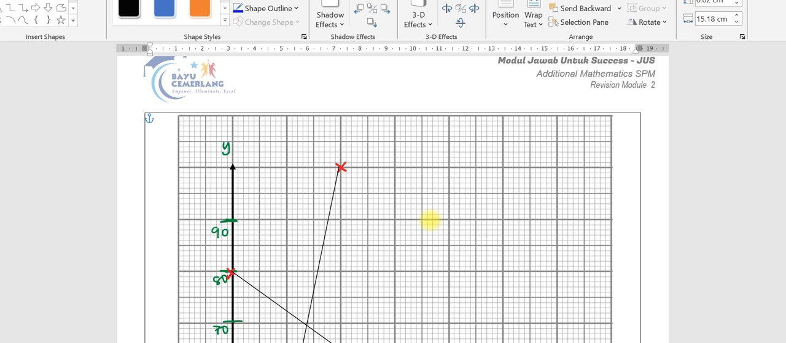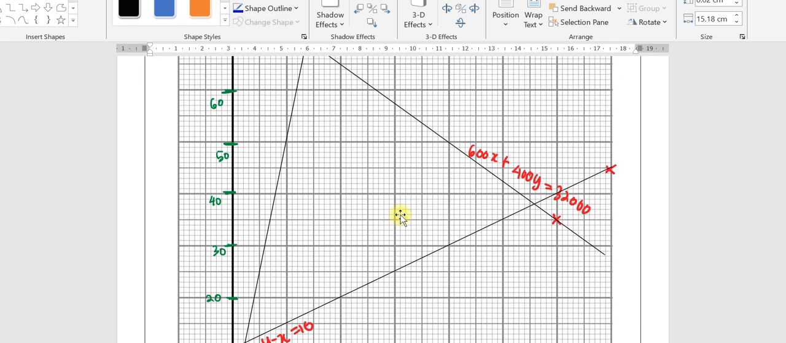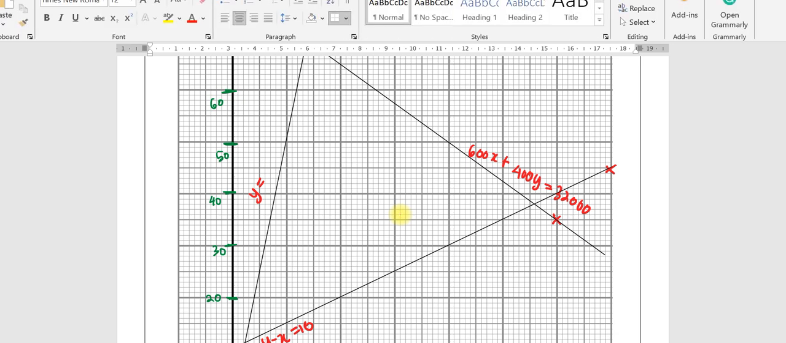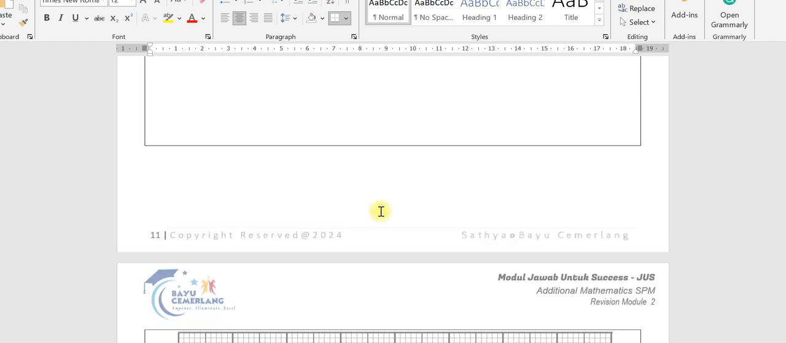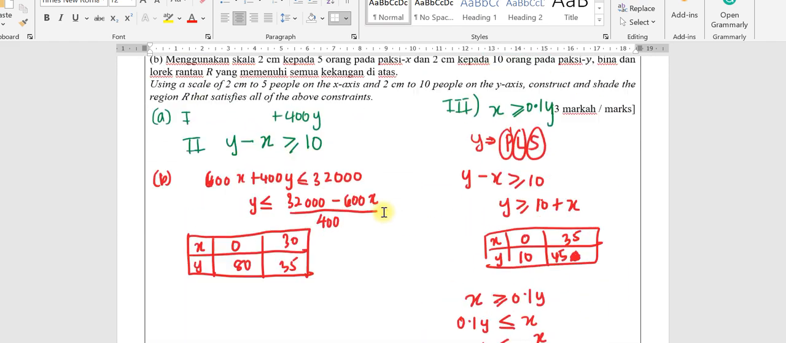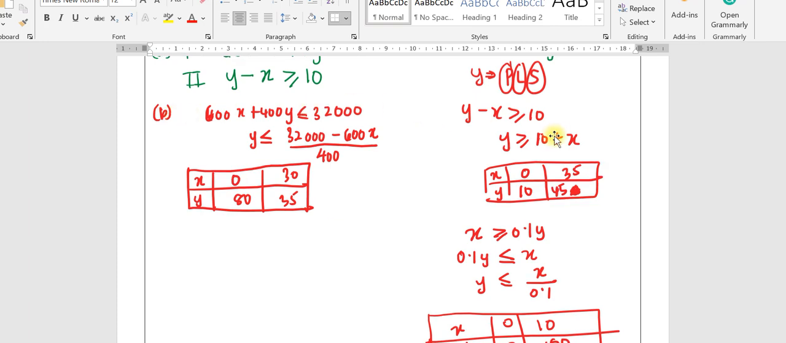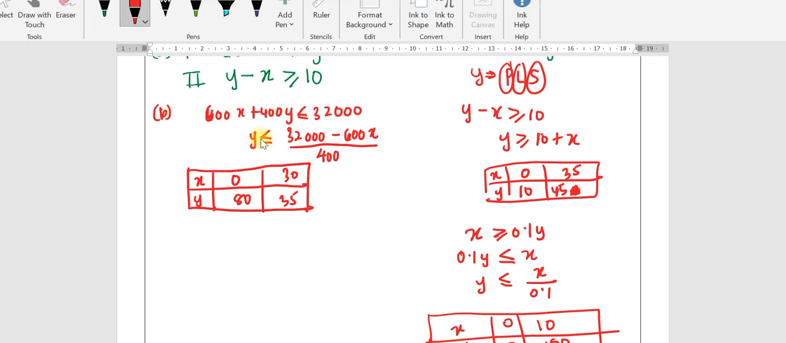Okay, so this one is y equals to 0.1 over x over 0.1, right? X over 0.1. So when you want to shade, look at the table of inequality, the one you modified.